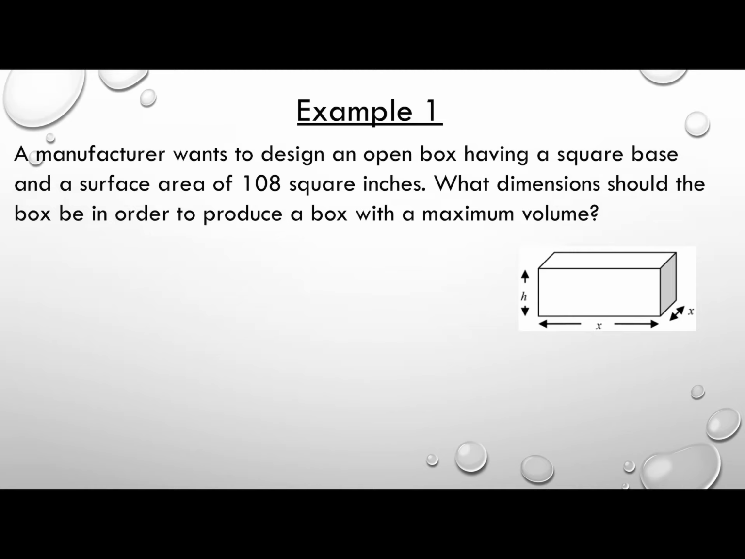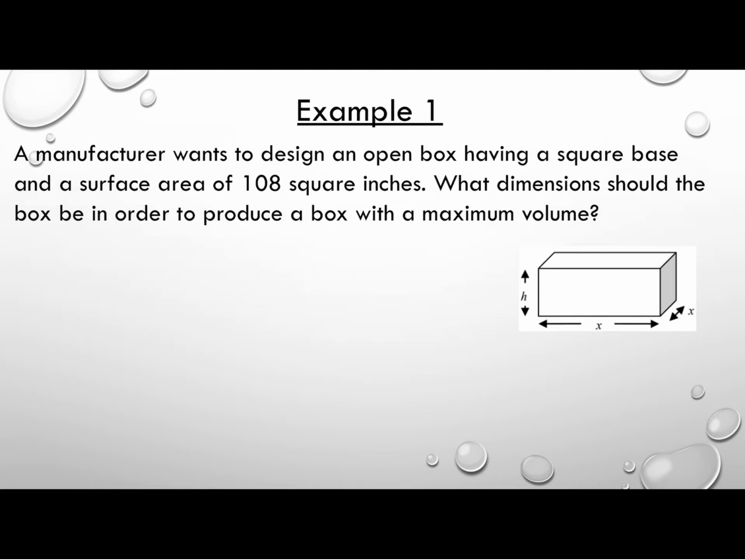So that means the volume of this box is x squared times the height. All right, so we got that down. So once again, just length times width times height. Now we're also told that the surface area of this box is 108 square inches.